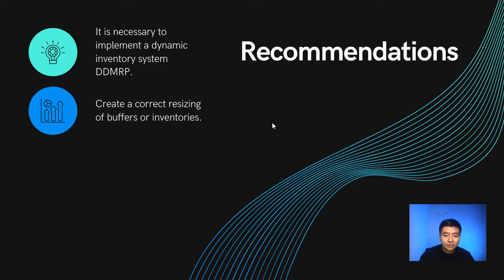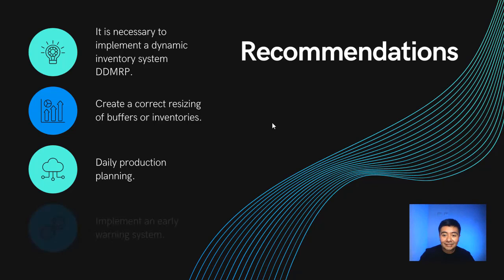Obviously, it would not be enough with the establishment of dynamic inventories. It would be necessary to have daily production planning that allows establishing the adequate quantities for manufacturing. Additionally, it is recommended to implement an early warning system that allows recognizing problems with sufficient time in advance to be able to take measures that maintain the good performance of the system.